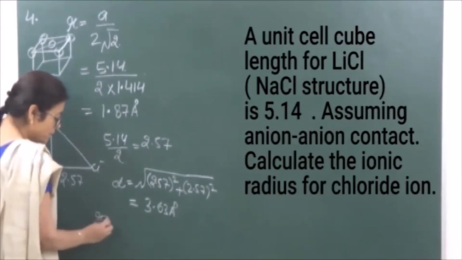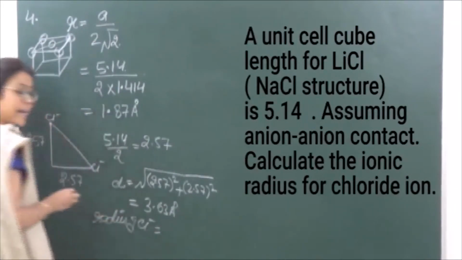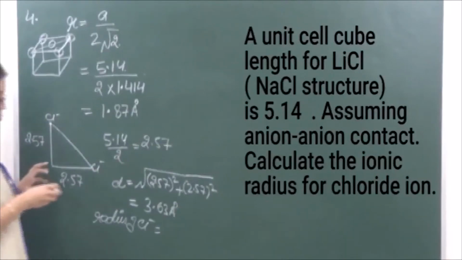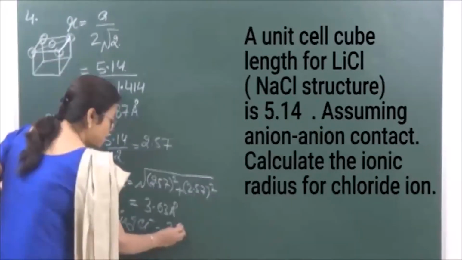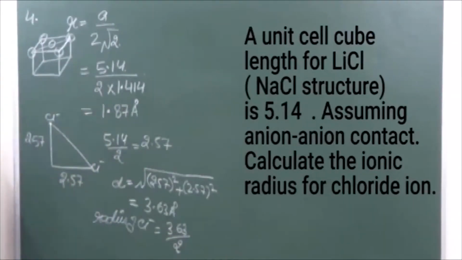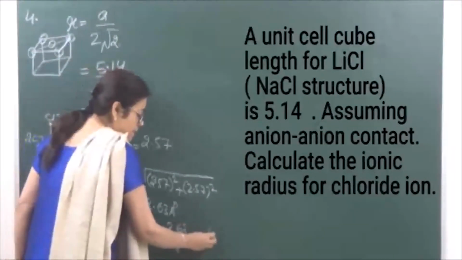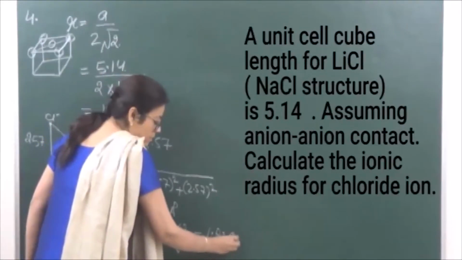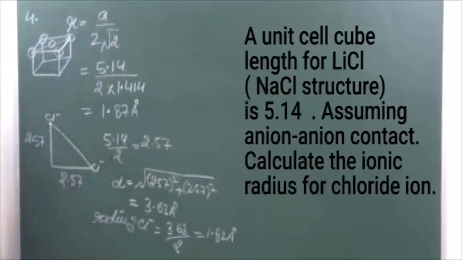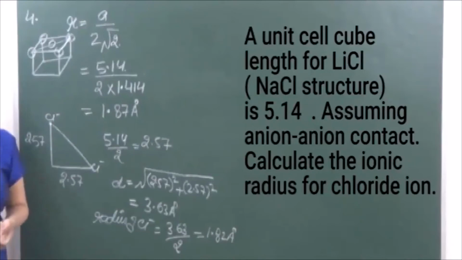So what is going to be the radius? Radius of Cl negative is going to be equal to 3.63 divided by 2, which is 1.82 angstrom. Clear? So the answer is almost coming to the same. So these are a few questions.